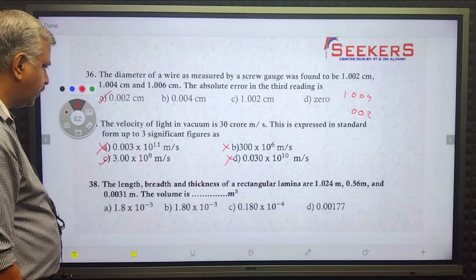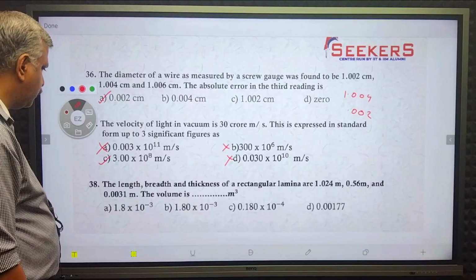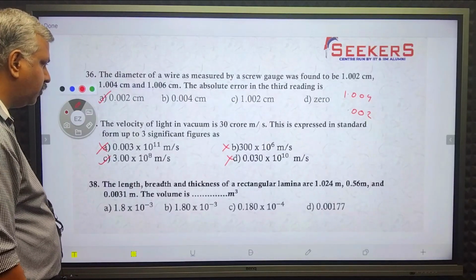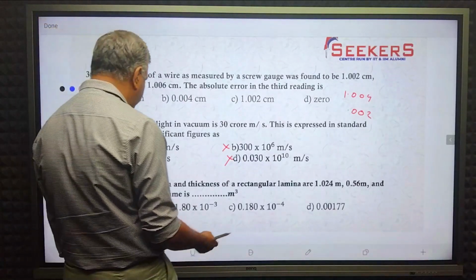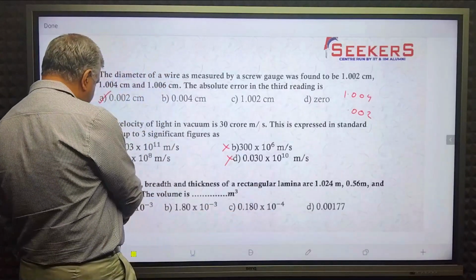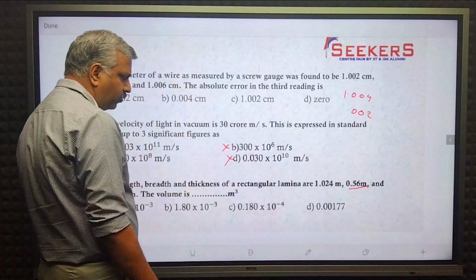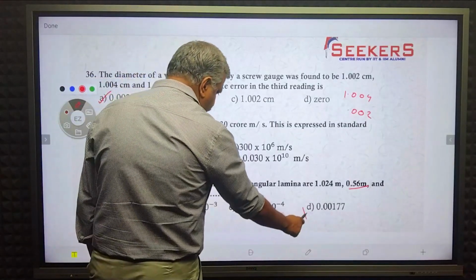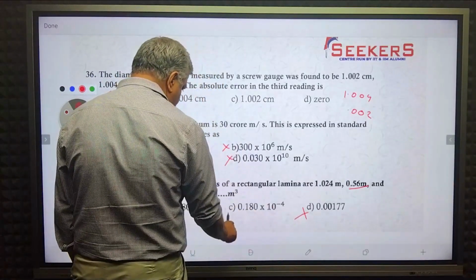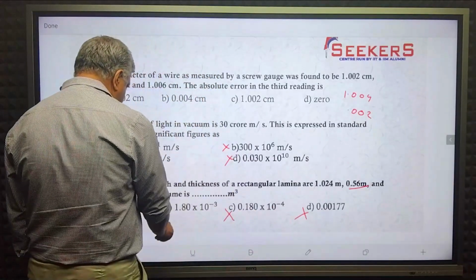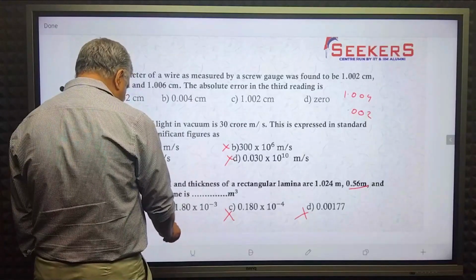The length, breadth and thickness of a rectangular lamina are given to you. The volume is how much? So the volume should be expressed to the minimum number of significant figures. So here it is 2, here it is 2. So the answer should be expressed to 2 significant figures. Here it is 3, not correct. Here it is 3, not correct. Here it is 3, not correct.